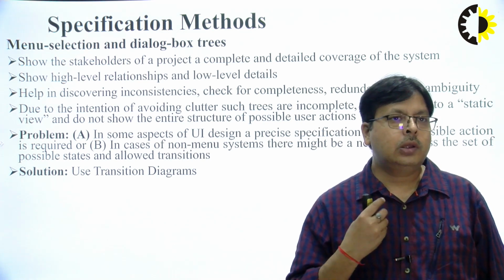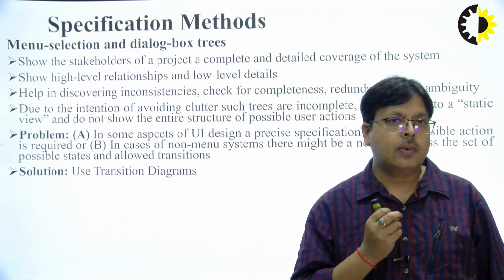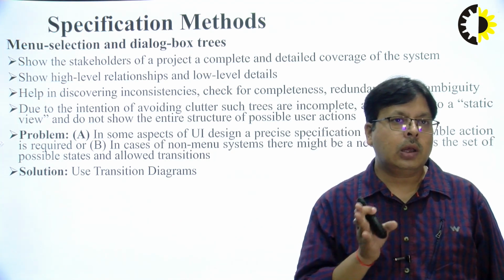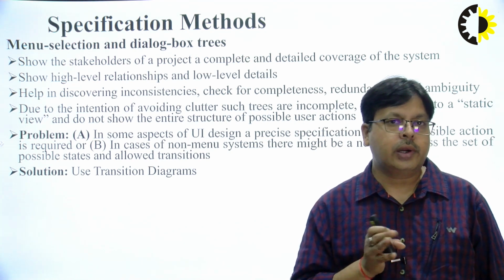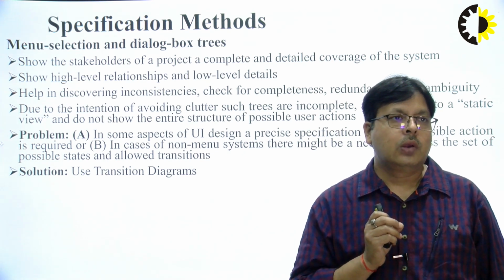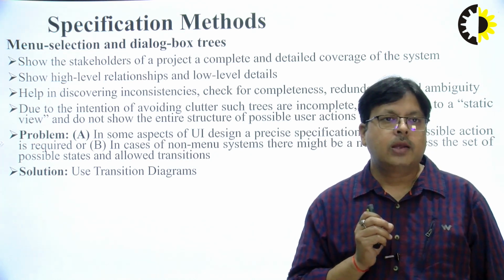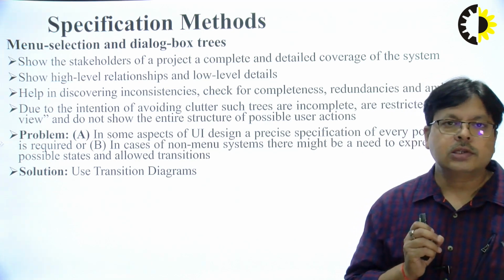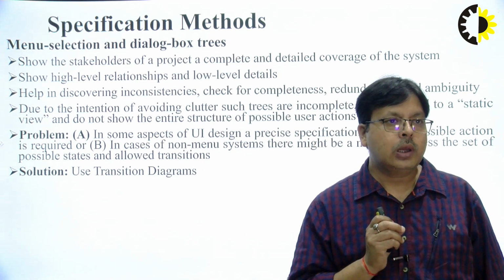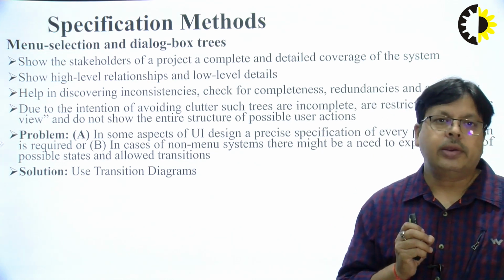Meaning, with the visualization of menu design or the diagram of the menu, the user must understand what is interconnected in the system, how they are interconnected in the system, and how they can approach the various fields, right? So a specification method helps in discovering inconsistencies, and checks for completeness, redundancies, and ambiguities of the system, right? Due to the intention of avoiding clutter, such trees are incomplete, right?